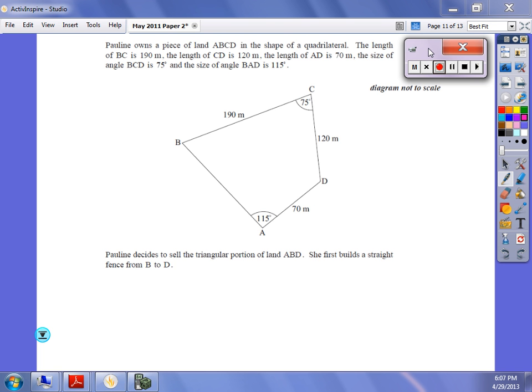Some side lengths are given and some angles are marked. And we're instructed that we're going to draw a line because we're going to have a fence from B to D. So I'm just going to go ahead and draw this line from B to D. Now I can clearly see that I've got two triangles. And Pauline's going to sell ABD. So let's just get in our mind A to B to D. We're going to be doing something with that triangle probably in a little bit.